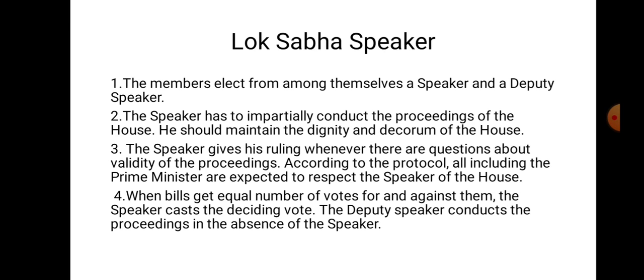So suppose, imagine if the voting becomes a tie, if there are equal votes for and against, then what happens? The Speaker has a special right to vote. So when the Speaker puts the vote, then that will become the deciding vote.